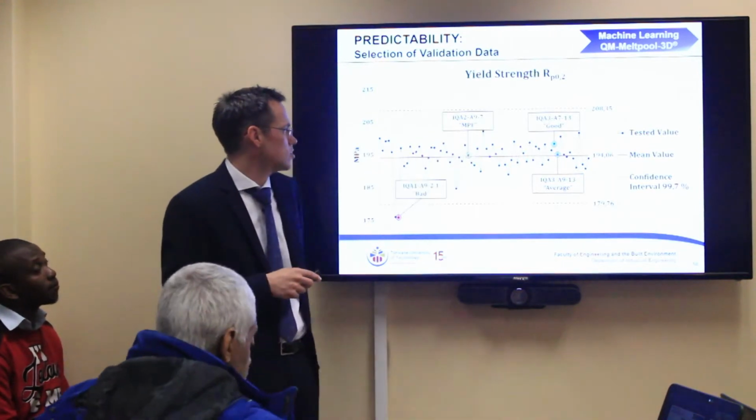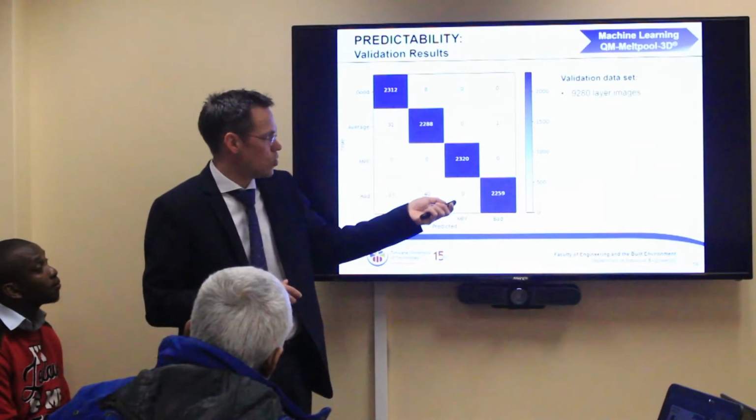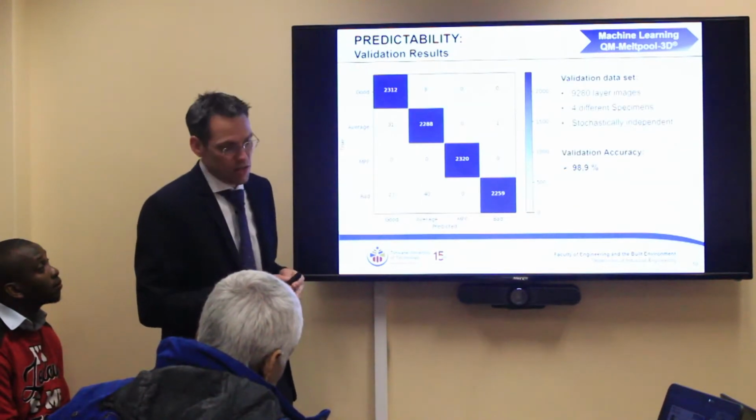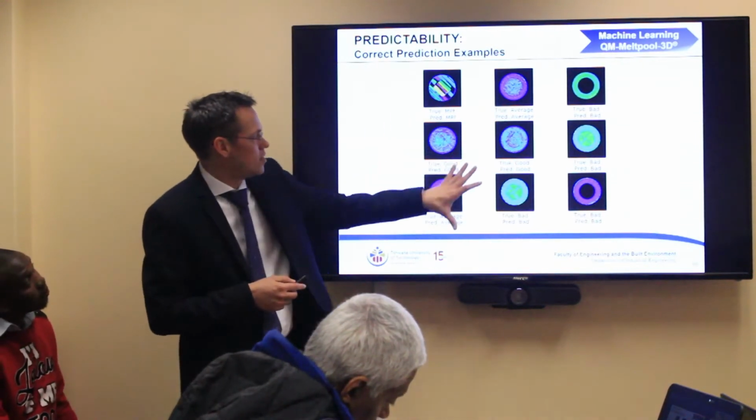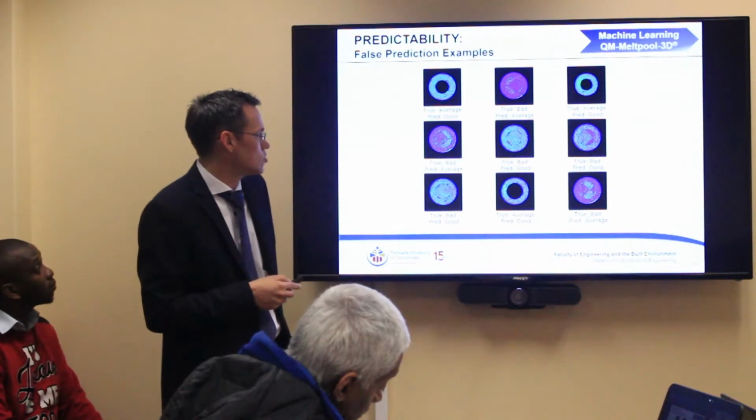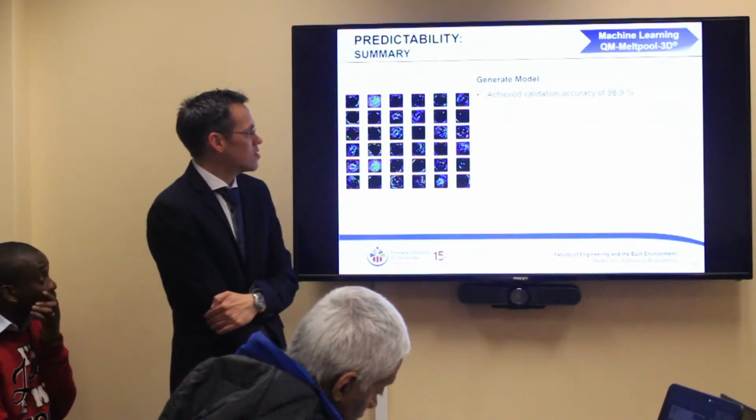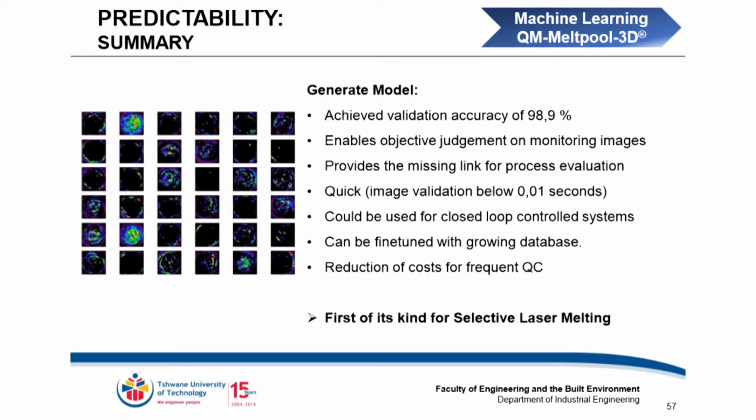So therefore different specimens were allocated, and overall 9,280 layer images were used for validation, and here the neural network was capable of providing a validation accuracy of 98.9%. Here you see some examples of correct predictions, or also some examples of false predictions. However, the prediction accuracy is quite good, and so the generated model enables an objective judgment on the process monitoring data. It thus provides a missing link for monitoring data evaluation.